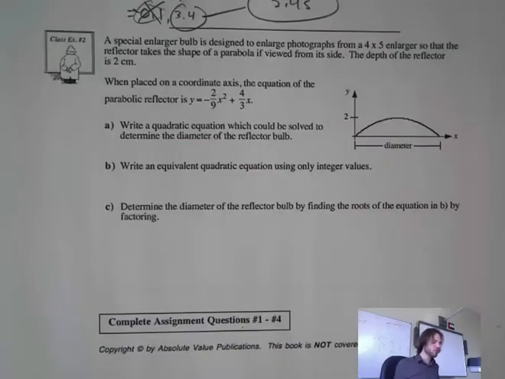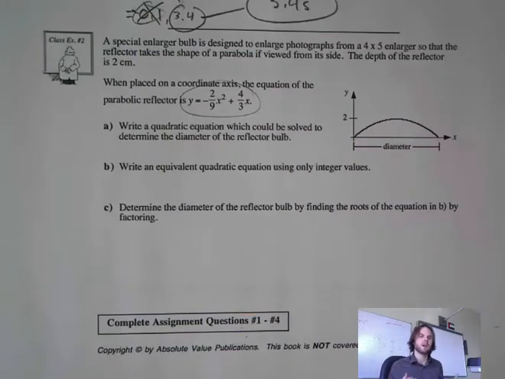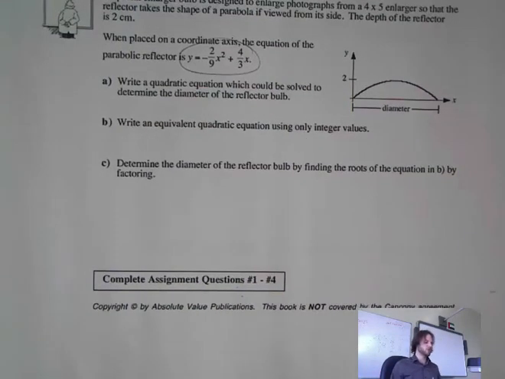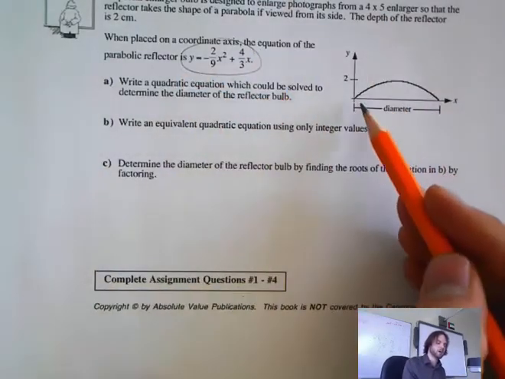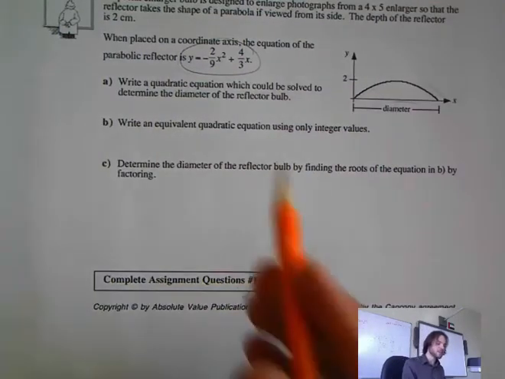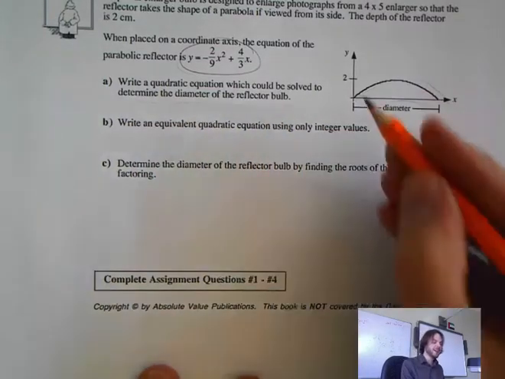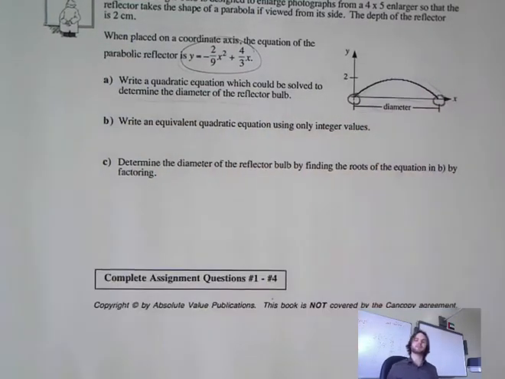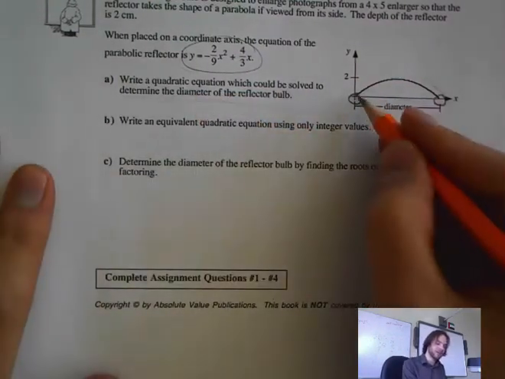This one, they also give us our formula. So this one is dealing with a special enlarger, okay? And this enlarger is enlarging photos of this size, and here's the bulb. This is the equation of the parabola of the bulb, and that's the diameter of the bulb. Now, it says write the equation which could be used to solve the diameter of the reflector bulb. Well, my diameter are my x-intercepts if we look at that. So that is when my height is 0. Again, height is 0. That's the diameter because it's my x-intercepts.